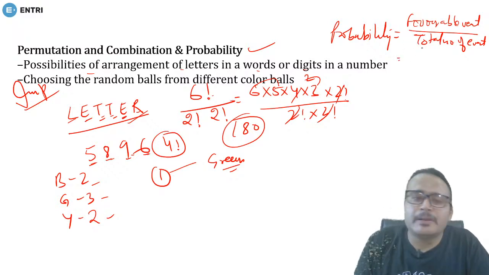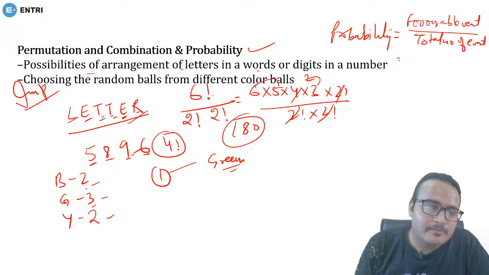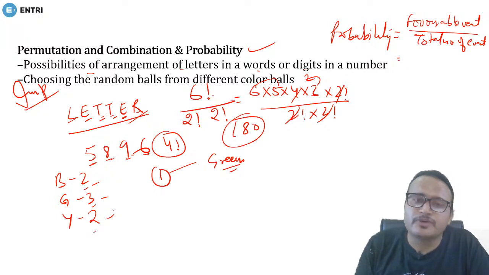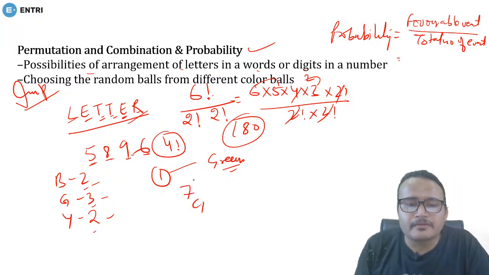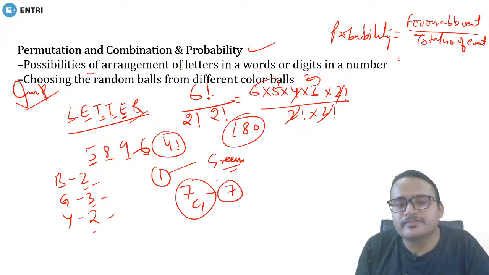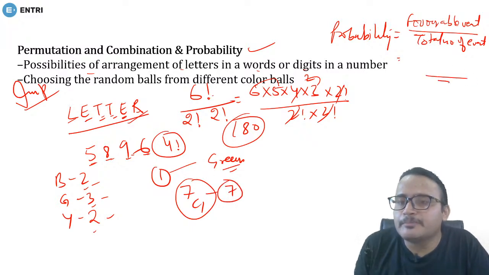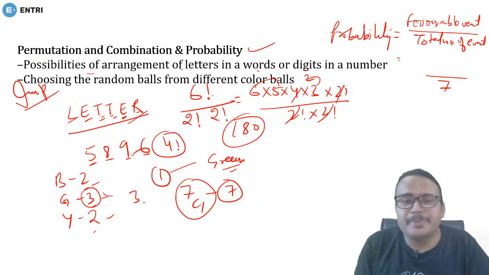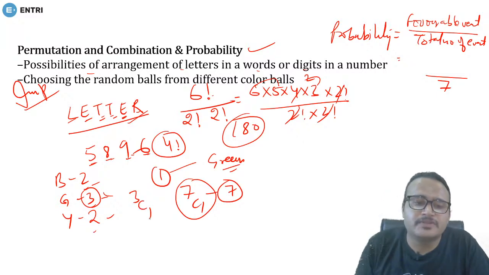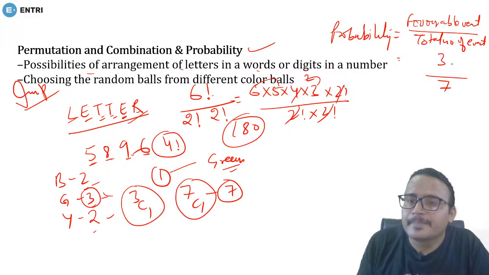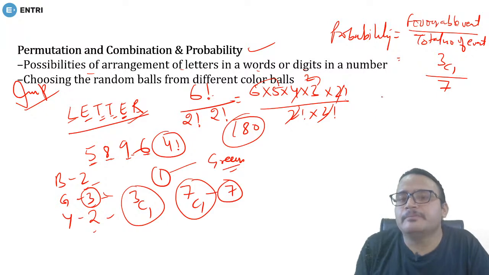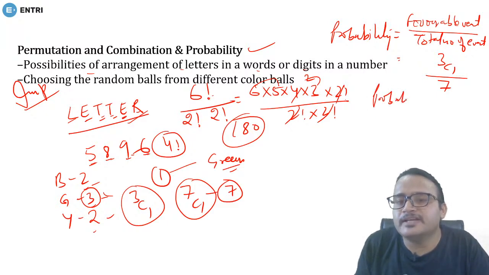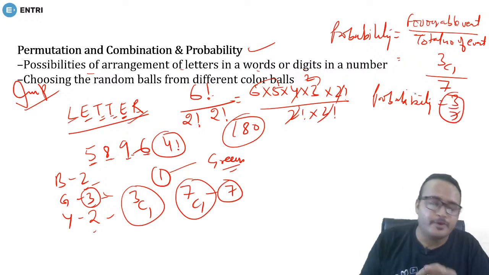Okay, so favorable events will be what guys? 3 plus 2 is what? 5 plus 2 is what? 7. 7C1. The value of 7C1 is what? 7. So 7 will be the total number of events, and the favorable number of events is what? 3. We need to pick only one ball from these 3, so 3C1 will be the favorable events. So probability will be what guys? Your probability will be 3 by 7. So 3 by 7 will be your right answer.